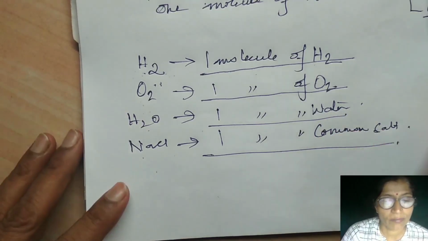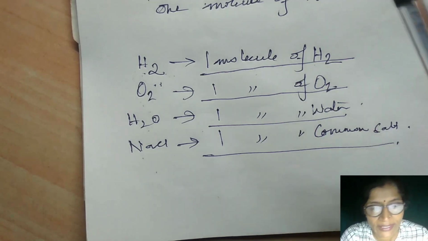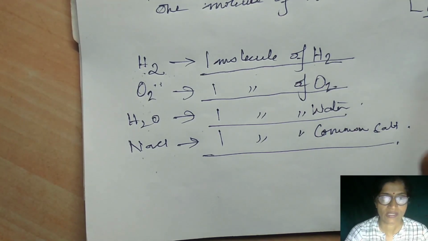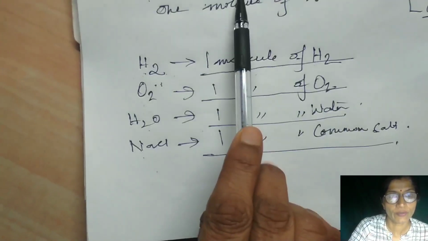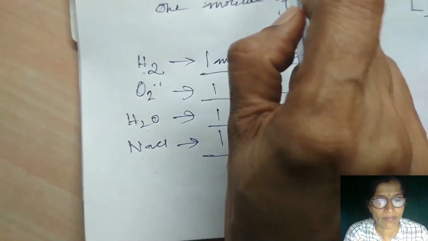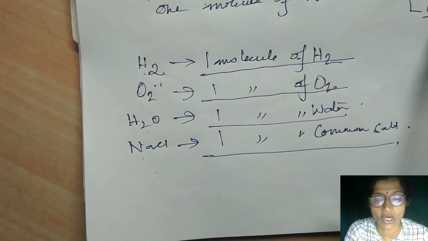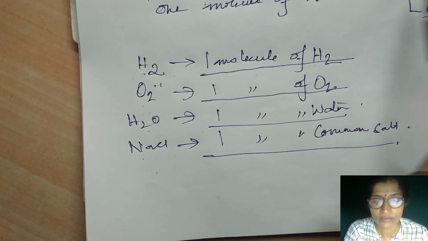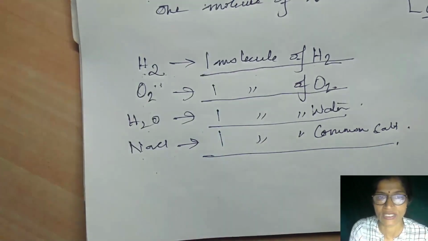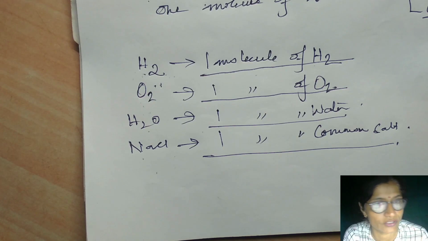One most important thing is that only pure substances are represented by symbol or formula. Pure substance means an element is represented by symbol, and a compound or the molecules of elements are represented by formula. A mixture has no formula because a mixture is not a pure substance. It has neither symbol nor formula.